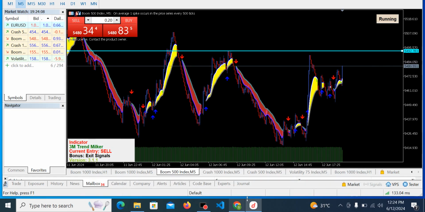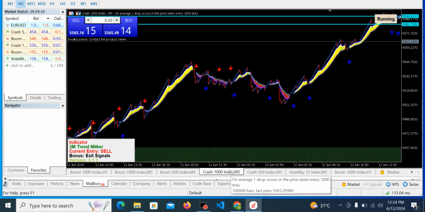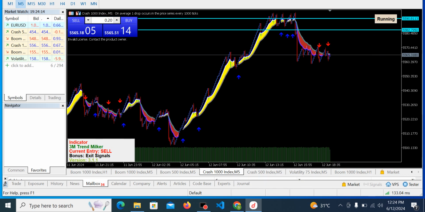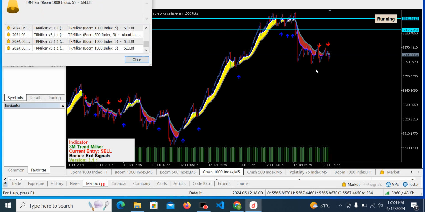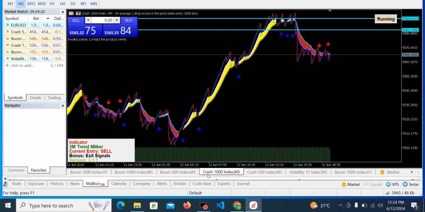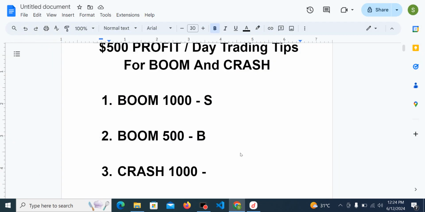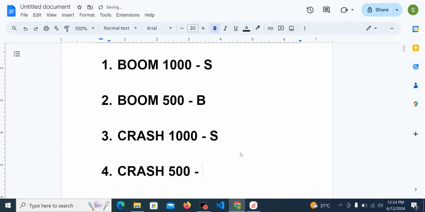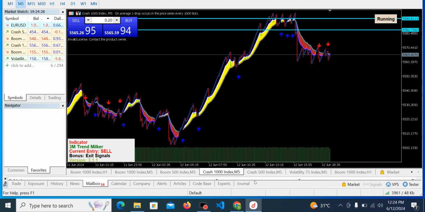Next asset is going to be Crash 1000. Let's check it out right away. This is Crash 1000, and of course this had been on an uptrend for a while. It got to this resistance and was unable to go above it, so it has started selling right from there. So this is selling at the moment, so this is going to be giving us more of a selling opportunity than a buying opportunity.